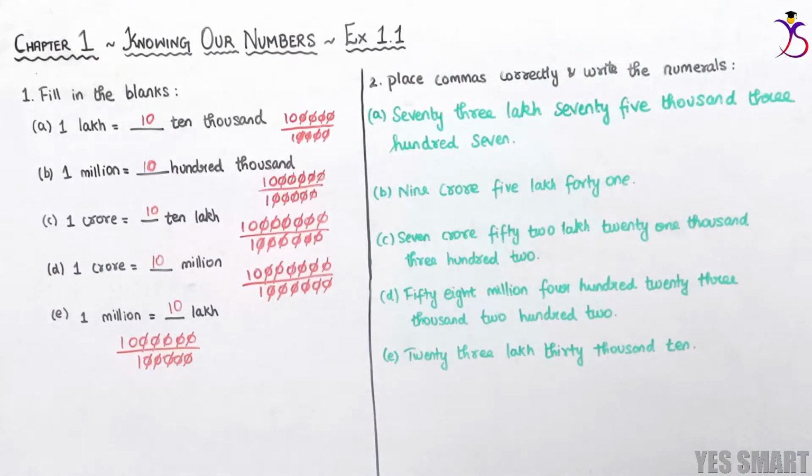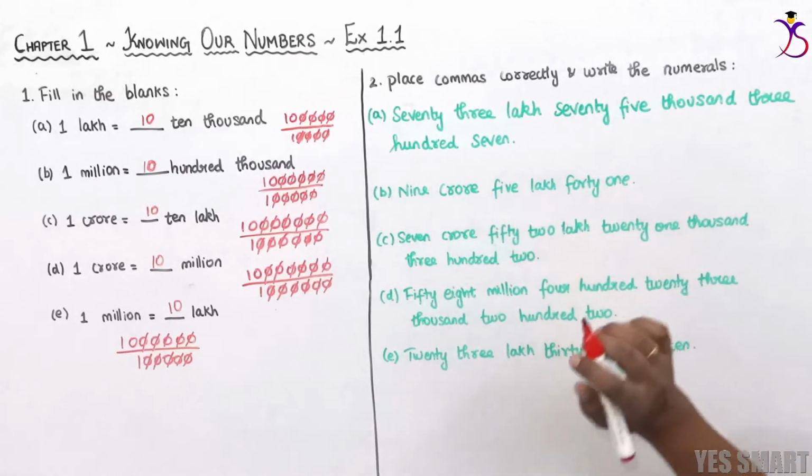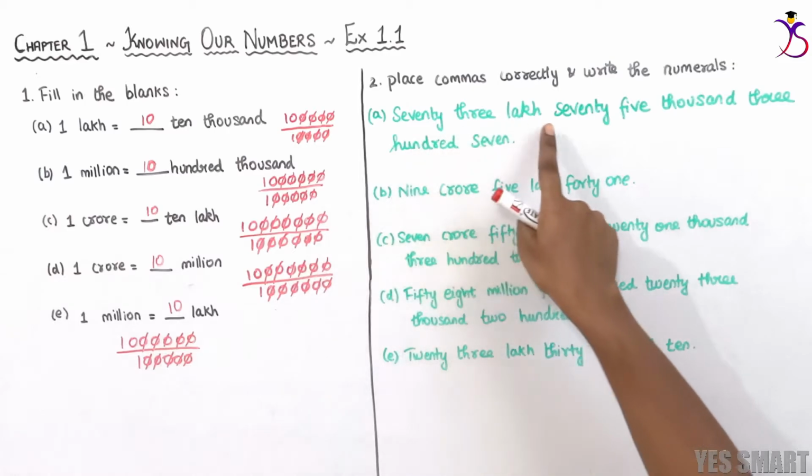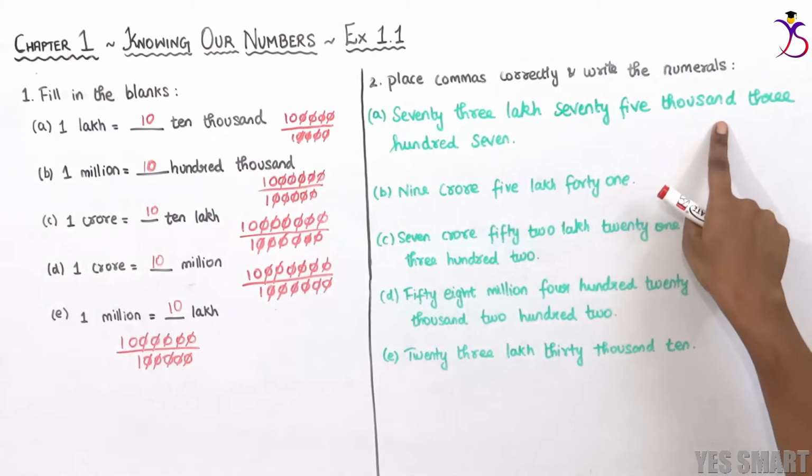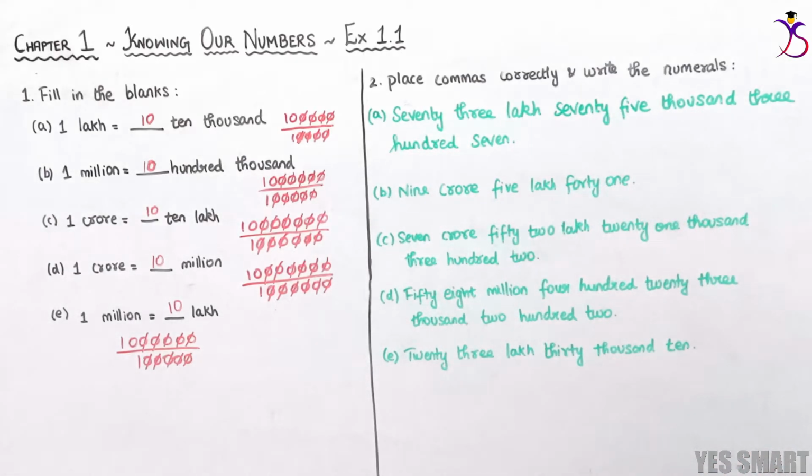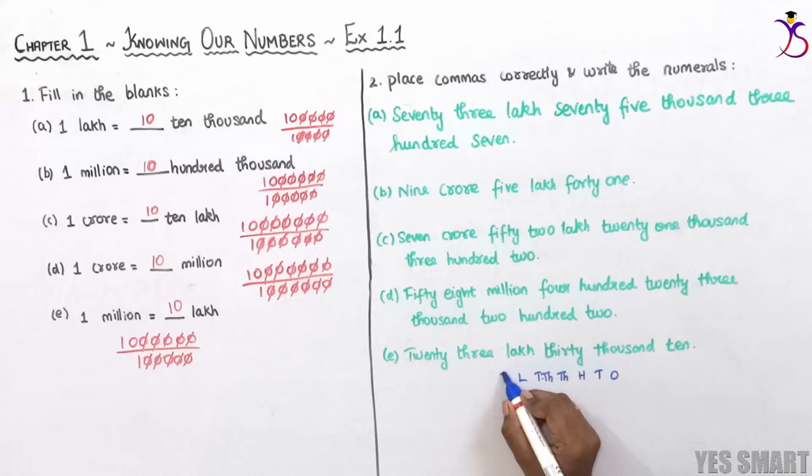Moving on to the second sum, place commas correctly and write the numerals. So we have to place the comma and write the numerals accordingly. A: 73 lakh 75,307. Some students get too confused and struggle to place the zeros and numerals at the correct place. So for that, in rough column, we can write the position names. That is ones, tens, 100, 1,000, 10,000, lakh, 10 lakh. Now let's try to convert it into numerals.